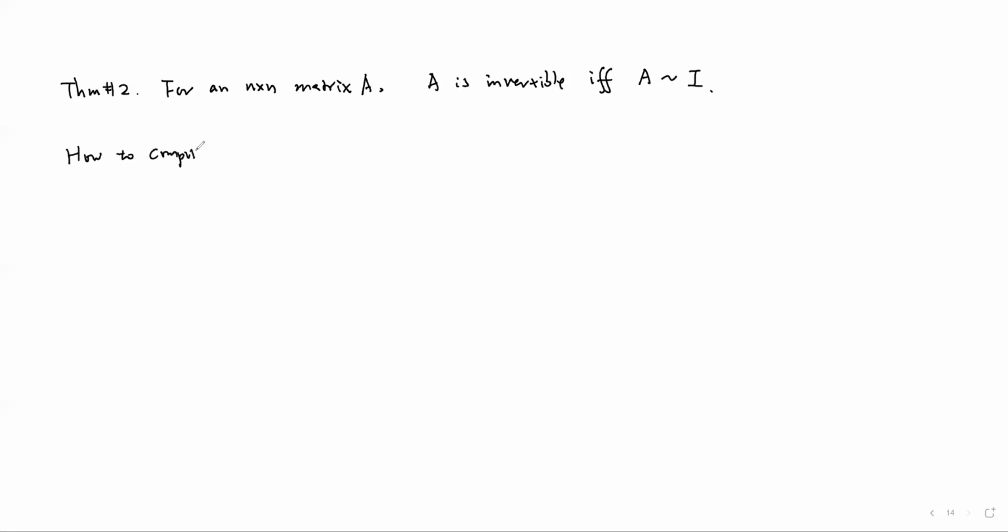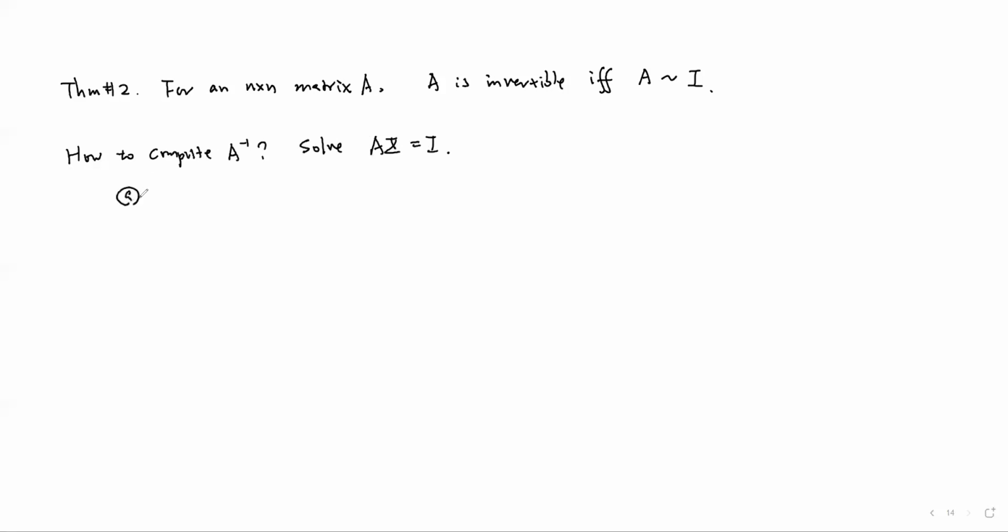Okay, now the next question is how to compute A inverse. Solve this equation, where X is a matrix and the right side is the identity matrix. If the equation has a solution, A is invertible and the solution is the inverse. Then how to solve this equation?